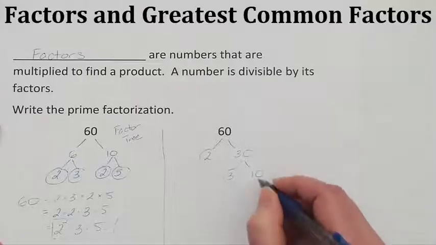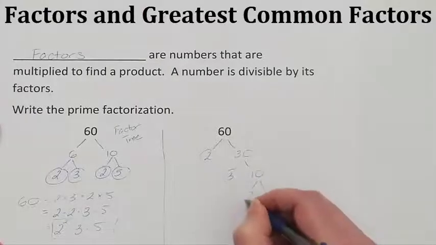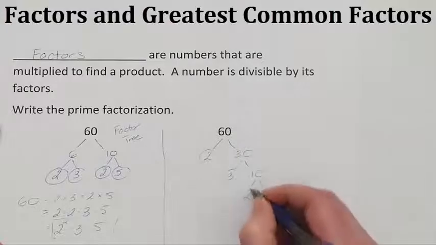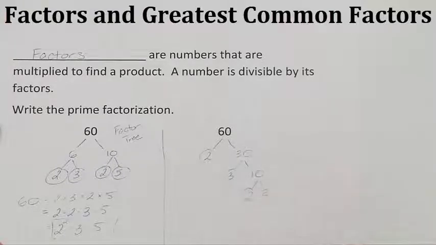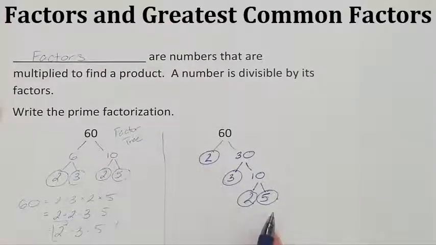So now I'm on to 10. 10 is not prime. 10 can be broken up into 2 and 5. 2 is prime. 5 is prime. So I finished my factor tree. Well, now what? I need to find the prime factorization.